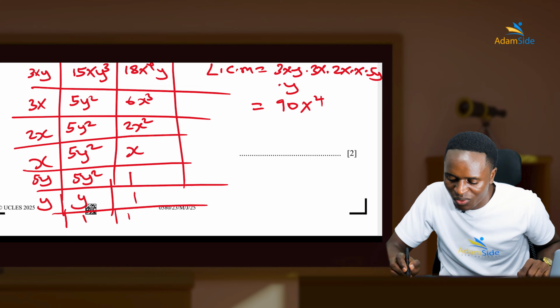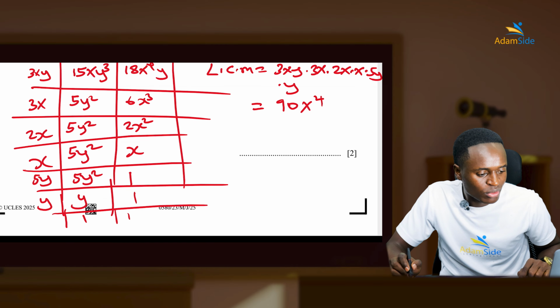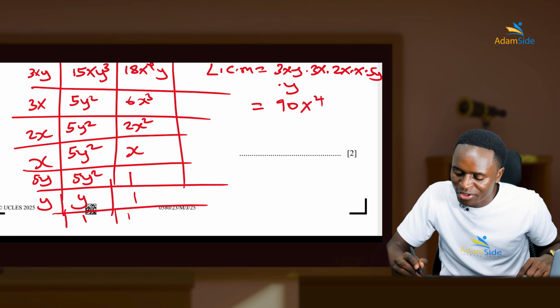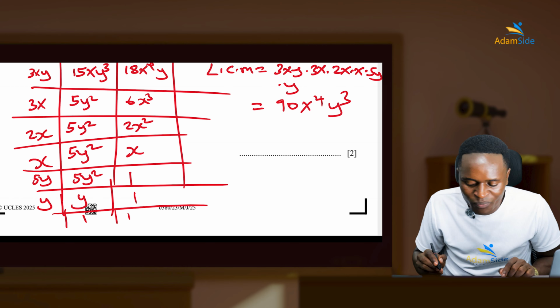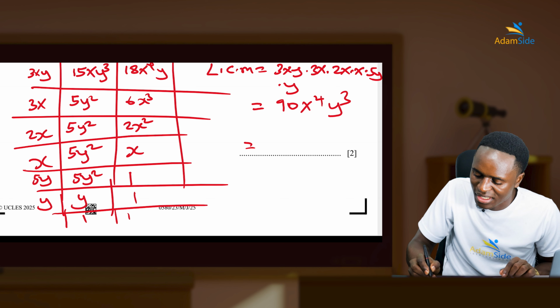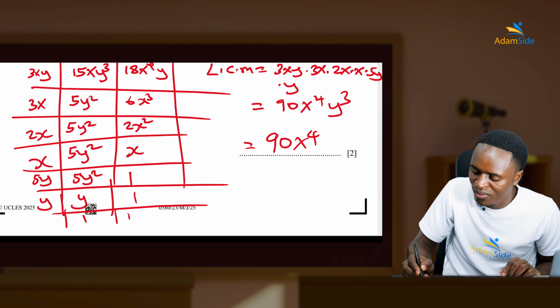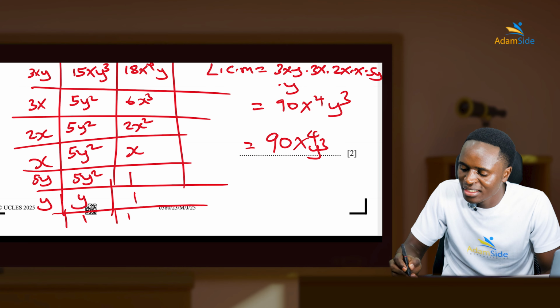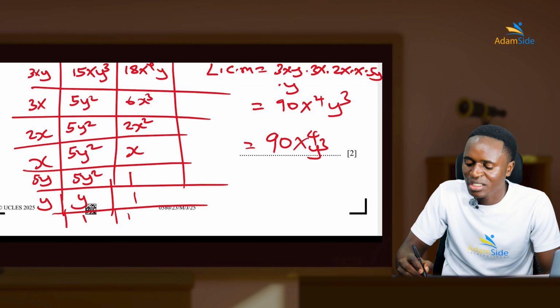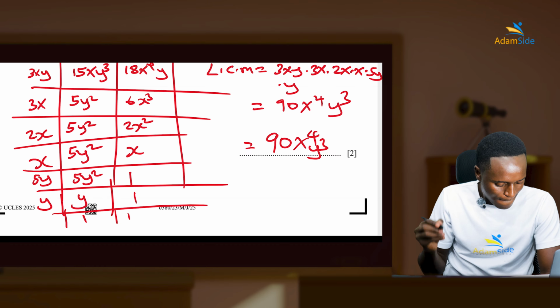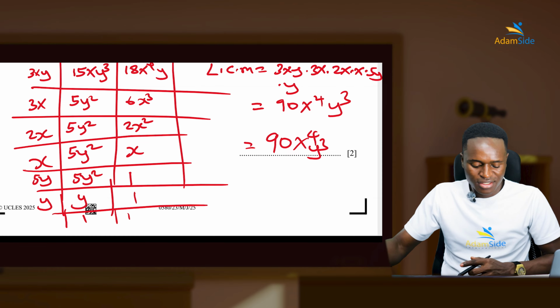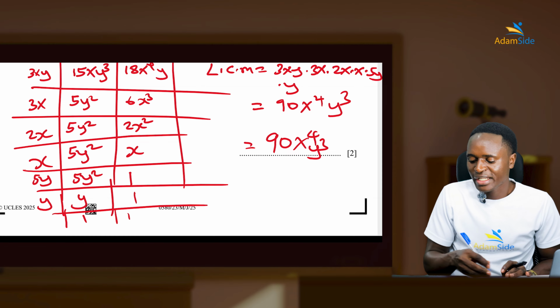Because now y power 2, so y power 1 times y, you get y power 3. This becomes your answer, 90x power 4 y power 3. So this becomes our answer. 90x power 4 y power 3, because this y power 1 times y power 1 is y power 2, times y, you get y power 3. So 90x power 4 times y power 3. This becomes our answer. Correct.